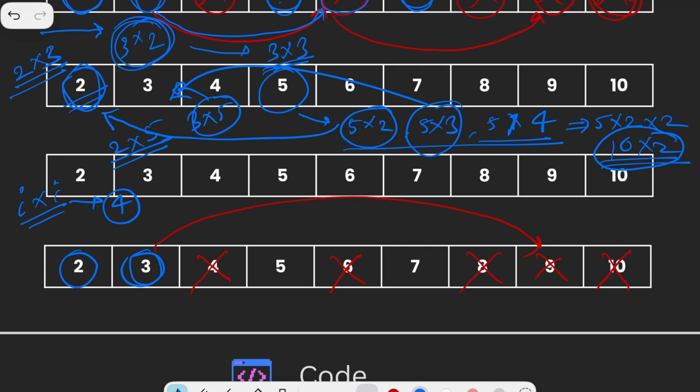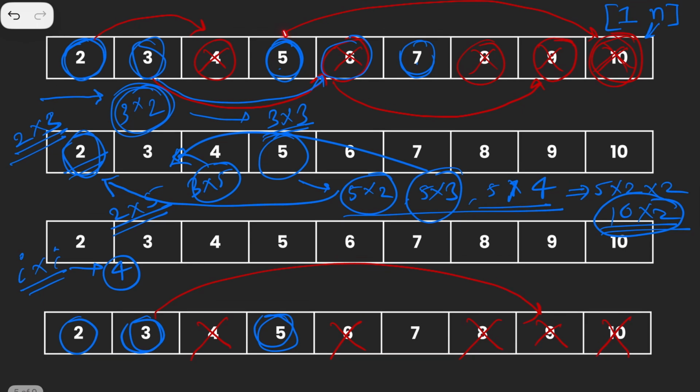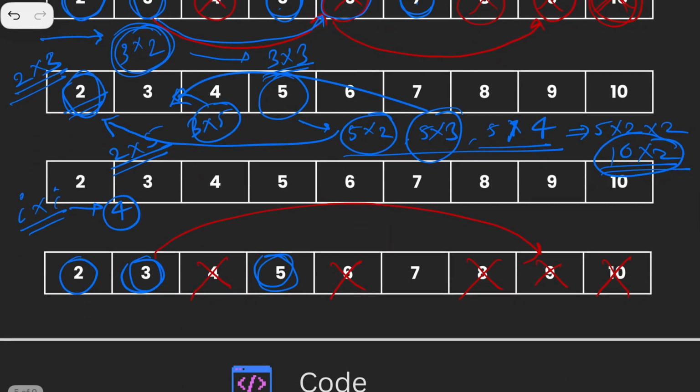So we go to 5 and 5 is a prime number. So when we are processing 5, remember we start from i into i, which is 5 into 5, 25. We will not process 10. Earlier we processed 10 here, right? See, here we process the 10. But now we are not going to process it. Why?